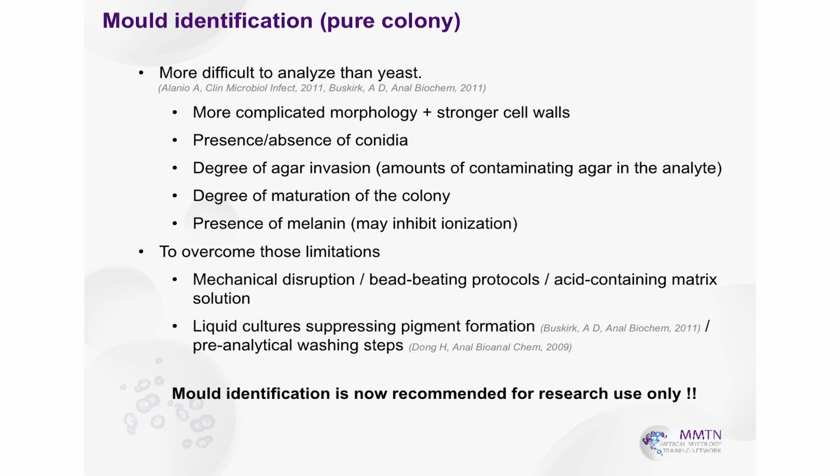Here they have several things: the diversity of the cell walls, and the melanin pigment is also an interference factor. To overcome all of these limitations, they try mechanical disruption, beating protocols, and an acid-containing matrix solution, and also try not to use agar that will interfere with the protein. So they use liquid cultures. So here, mold identification is now recommended for research use only, especially in big laboratories.